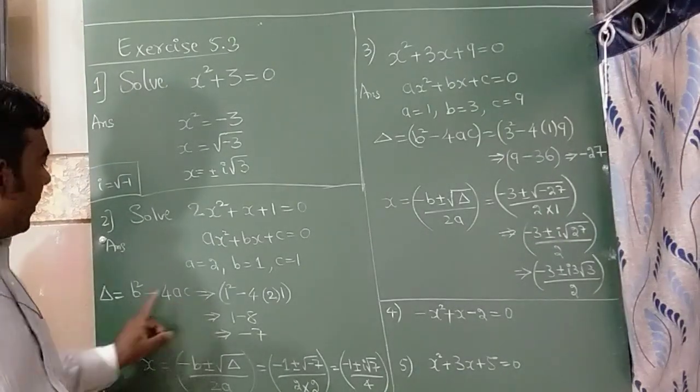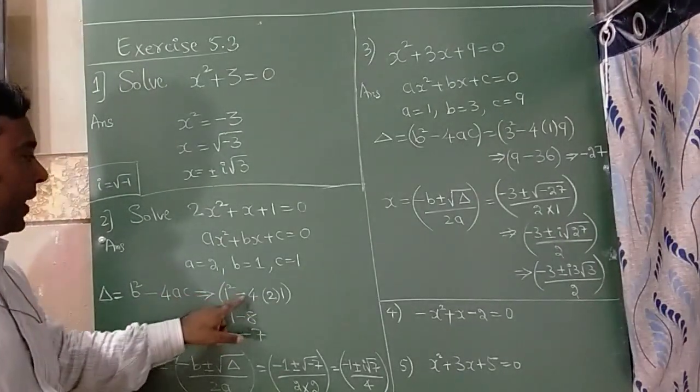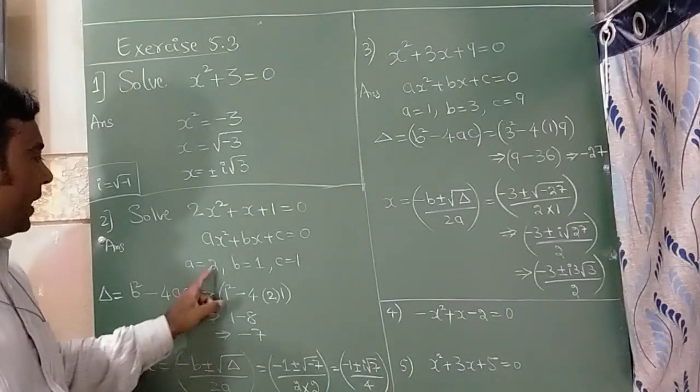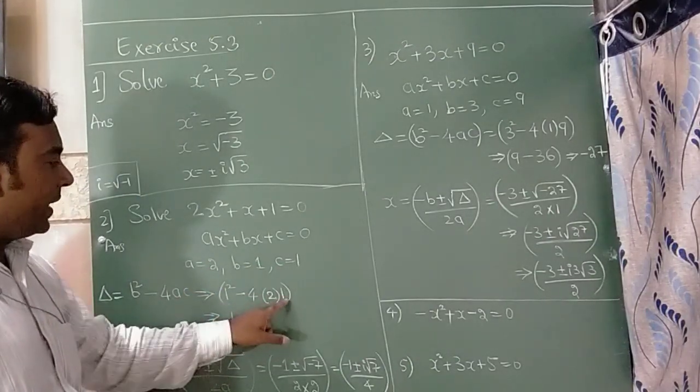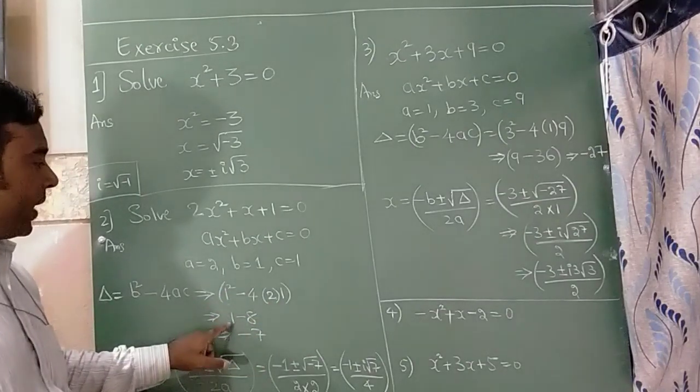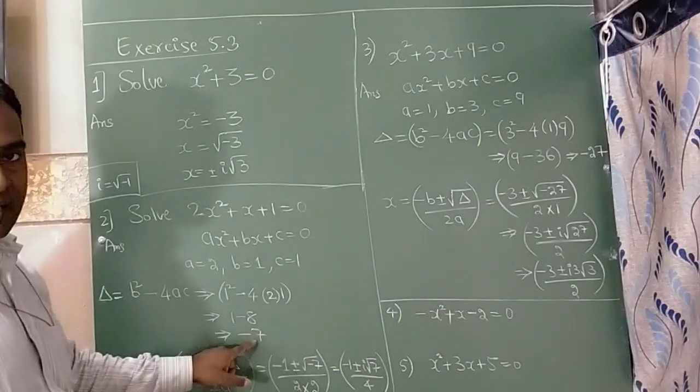So b value is 1, so I have written 1 square minus 4. A value is 2 and c value is 1. So 4 2s are 8, 8 1s are 8. 1 square is 1. 1 minus 8 is minus 7.